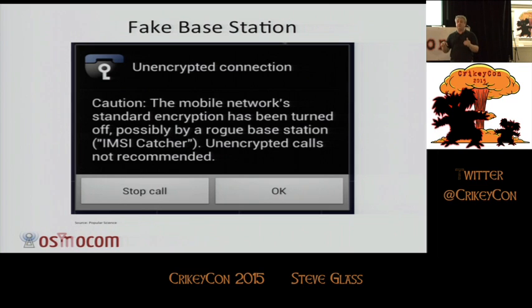In fact, every telephone is capable of doing this because in the SIM card, there's something called a ciphering indicator. It's a flag. It's a 1-bit Boolean flag that if it's turned on, should cause your telephone to warn you that you've wandered into an unencrypted communication zone.